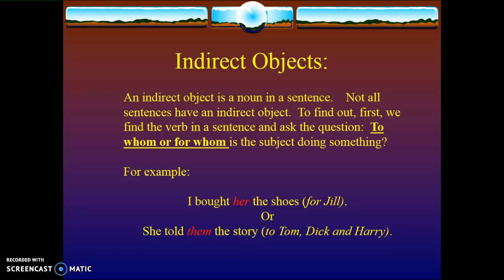So you have to ask your question when you look at a sentence. To whom or for whom is the subject doing something? I bought her. The subject is I, right? The verb is bought. I bought for whom? Her. Whatever answers this question, that is the indirect object. To whom or for whom? I bought the shoes for whom? Her. I told the story to whom? Them. So when you can answer that question, it is the indirect object.